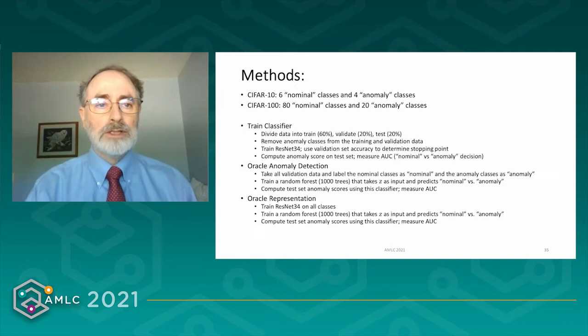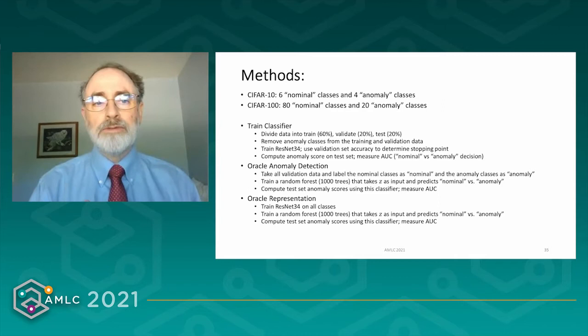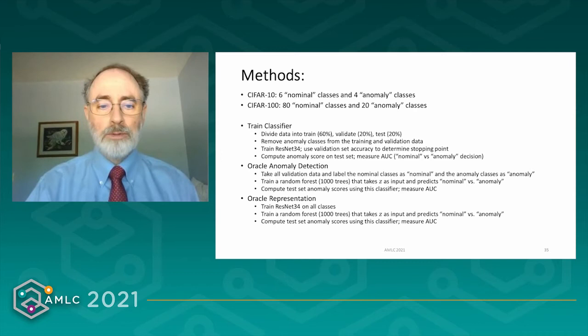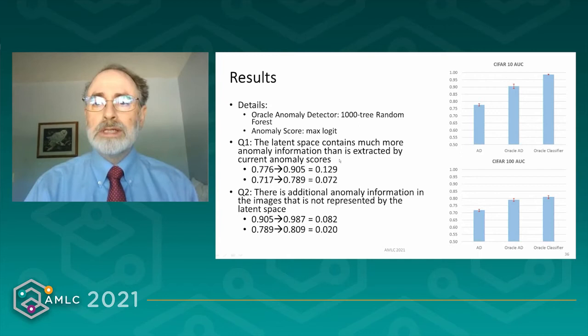So we did this on CIFAR-10 with a 6 known and 4 unknown split, or CIFAR-100 with an 80 known and 20 unknown split. We're using AUC as our main measure and a ResNet 34 as the backbone. The results are shown here. Here are the CIFAR results. This is just the basic supervised training followed by using, say, the max logit as our anomaly score, and we're getting AUCs in the 0.77 range.